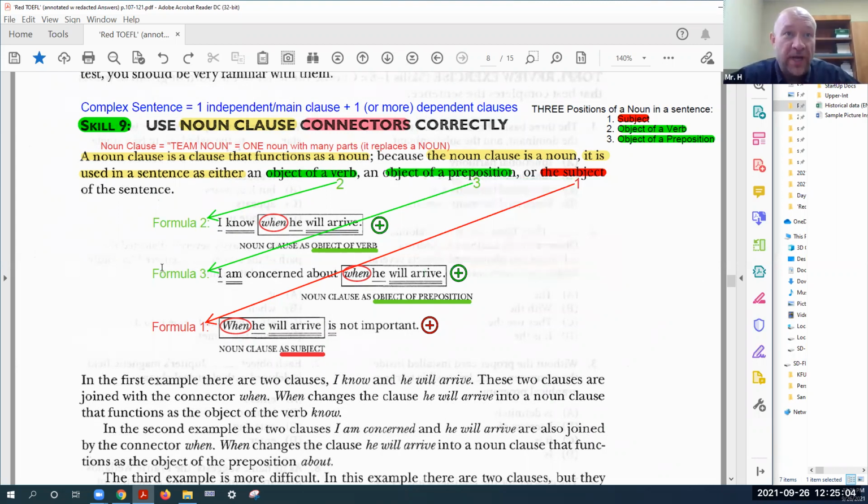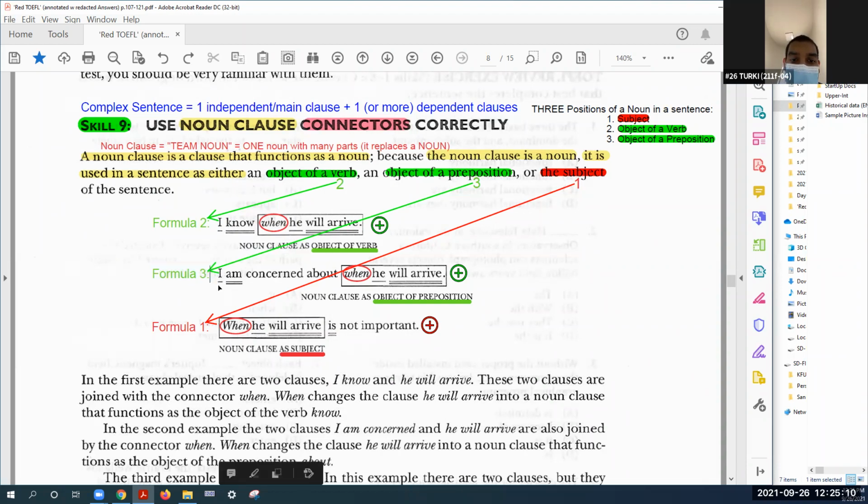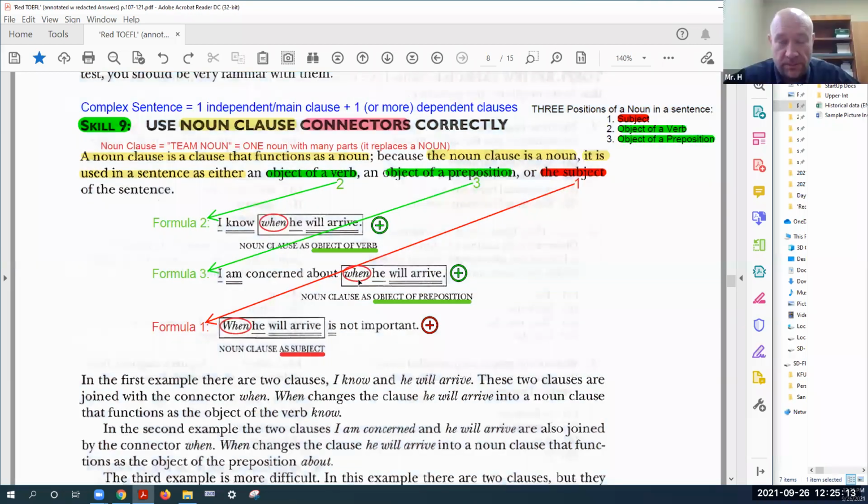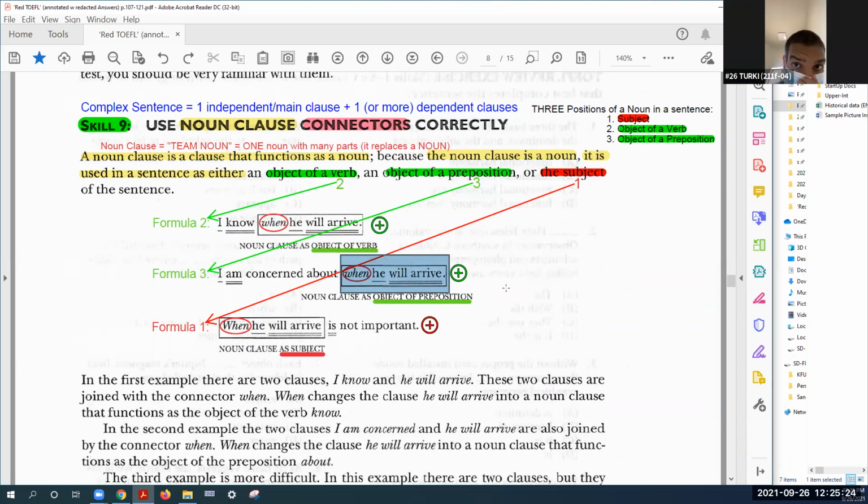Read it. Formula 3. "I am concerned about when he will arrive." Okay, I'm concerned about when he will arrive. And what do we have in the box? When he will arrive. What is that? It is a noun clause as object of a preposition.